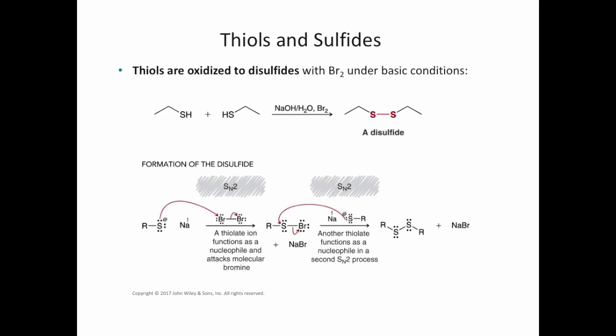Thiols can be oxidized to disulfides in the presence of bromine under basic conditions. So these are basic conditions because it has sodium hydroxide, which is a strong base. And the way this works is that first you use that strong base to deprotonate your thiol, and then it's going to attack the bromine molecule, adding a bromine, and then the second molecule of the thiolate attacks the sulfur, kicking off the bromide. So it's two types of nucleophilic attacks in the same reaction.